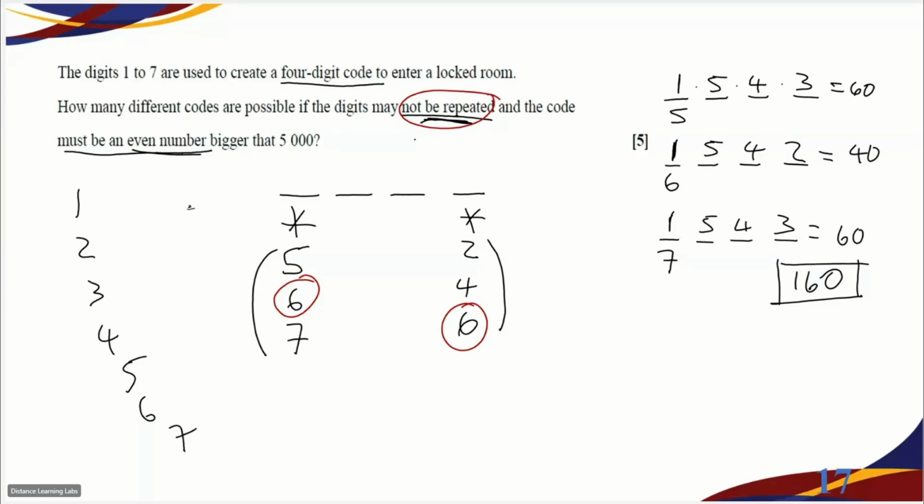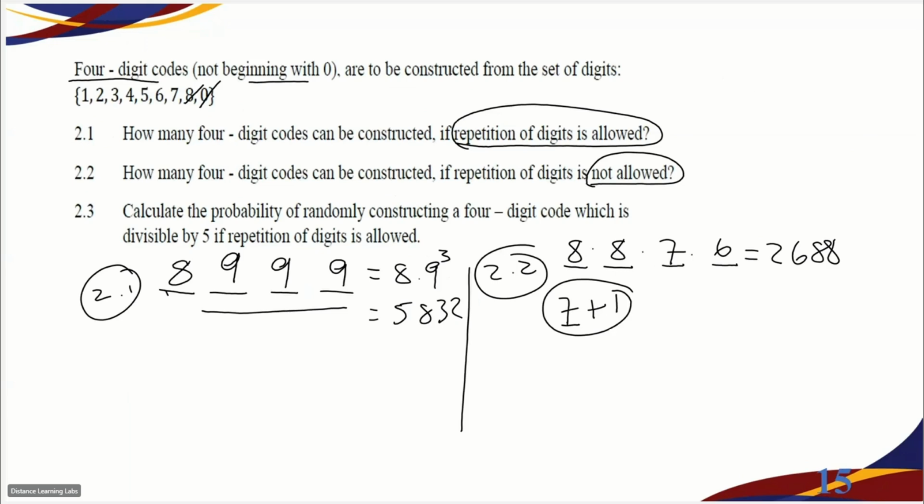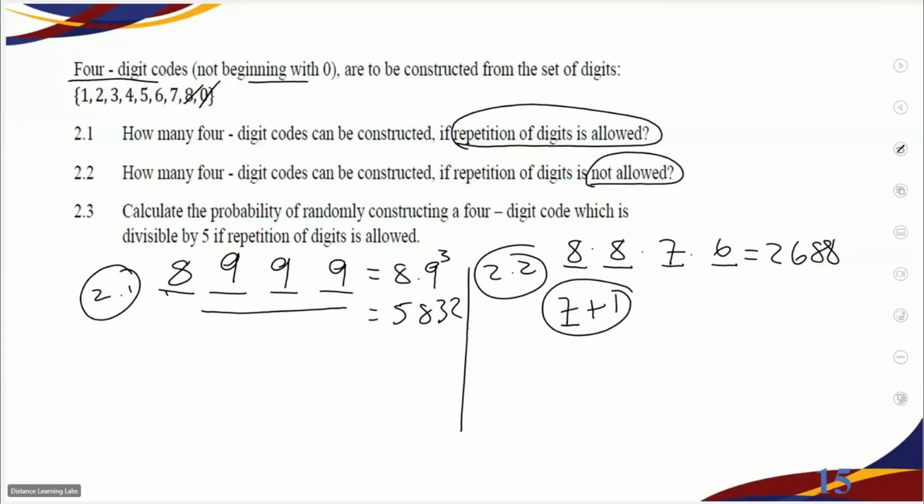Okay, now after this last example, we can address the question that needed us to find the probability, which is 2.3. That would be the last one for the day because of time. This question says, calculate the probability of randomly constructing a 4-digit code which is divisible by 5. Repetition of digits is allowed.